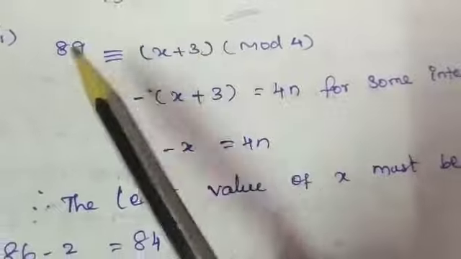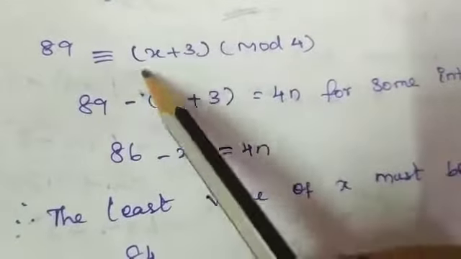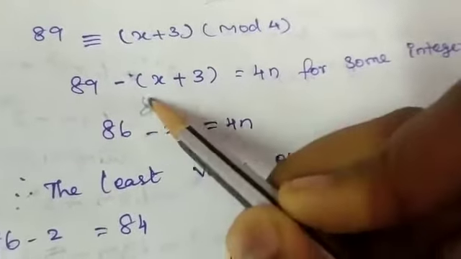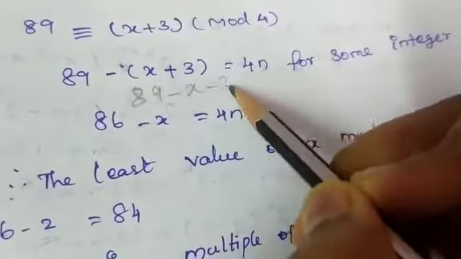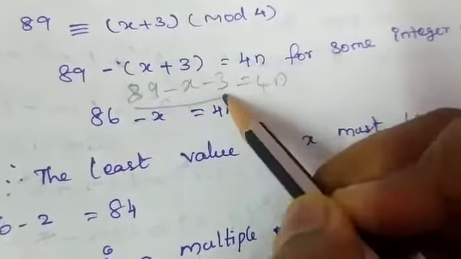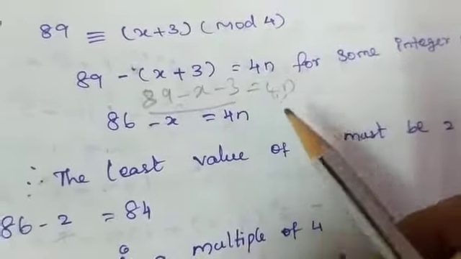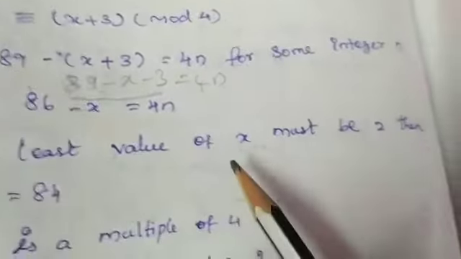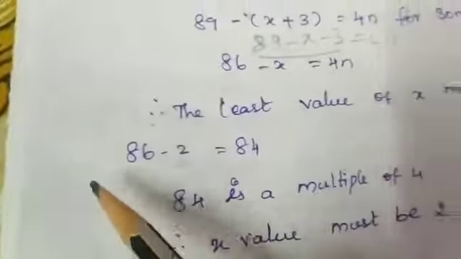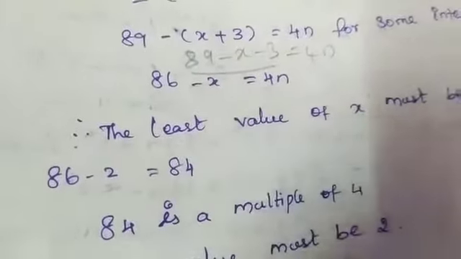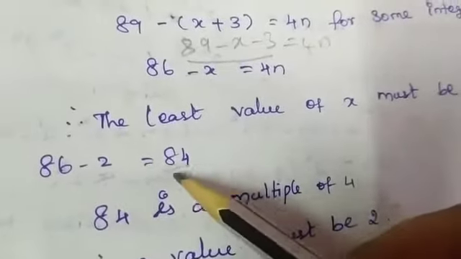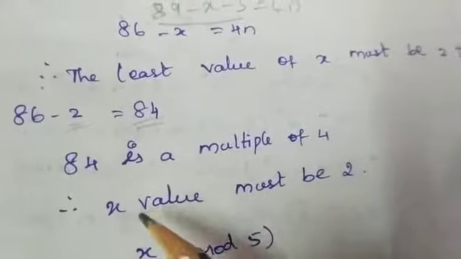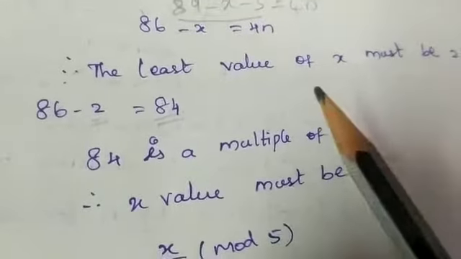So I am bringing x plus 3 to this side because it is a remainder. Taking the minus common, that is 89 minus x minus 3 equal to 4n. I am subtracting these two, I will get 86 minus x equal to 4n for some integer n. Therefore the least value of x must be 2. If x is 2, the number will become 84, which is a perfect multiple of 4. Therefore the x value must be 2.